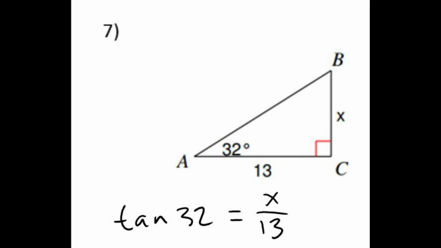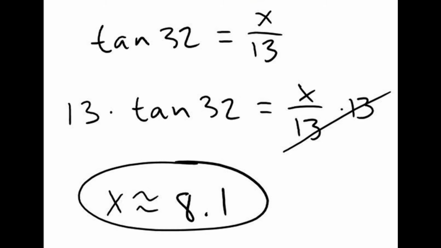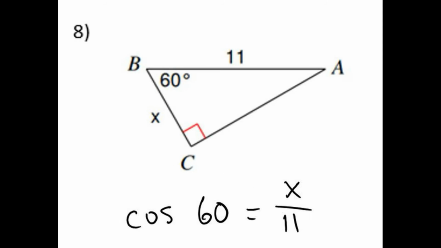In this case, to get rid of the 13 that's dividing the x, we multiply both sides by 13, and you're going to end up with 13 times the tangent of 32. You're going to plug that into your calculator, and you're going to get something that's about 8.1. They don't give us any units, so we just call it 8.1, and it's rounded to the nearest tenth, so we're good to go. Let's look at number 8 real quick.